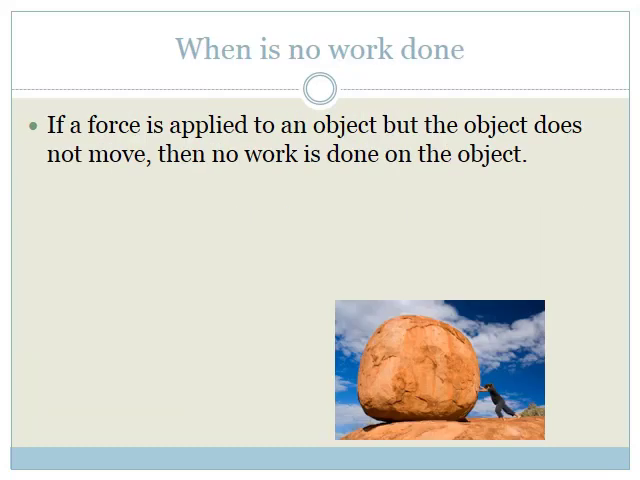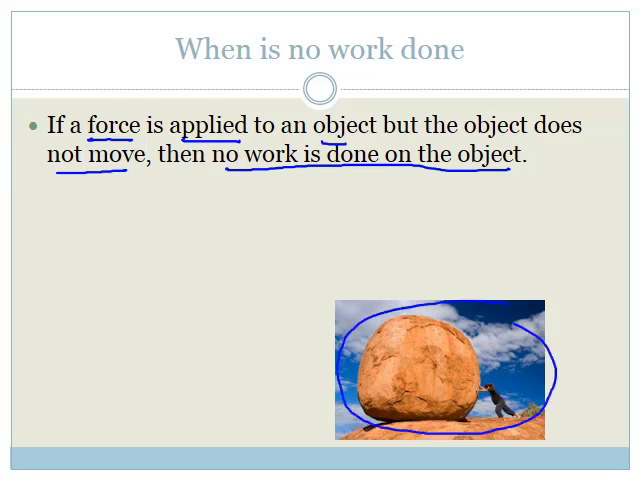So when is no work done? We just said that the definition of work was when a constant force was applied and the object was moved a distance and it was in the same direction as the force was applied. So therefore, if a force is applied to an object but the object does not move, then no work is done on that object. As you can see over here, this person is pushing this huge rock. The rock is not moving. So even though this person is straining away, they are pushing really, really hard, there is no work done on the object because the object is not moving.